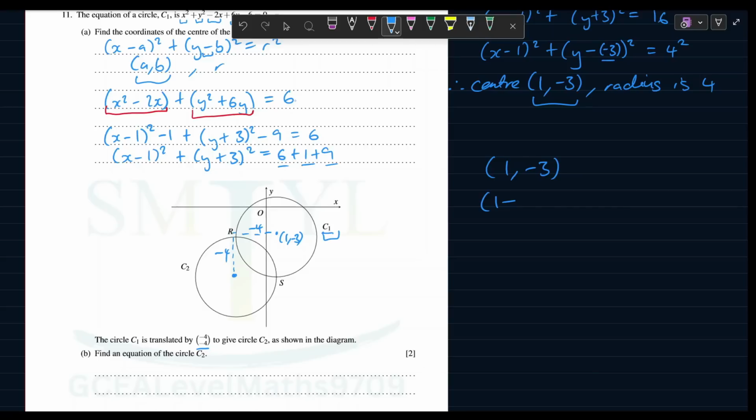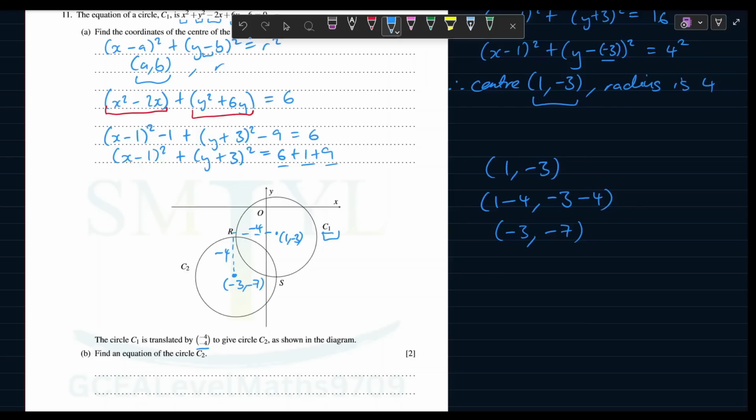So that's 1 - 4. And then in the y-axis, we're also translating by -4. So it's going to be -3 - 4. And so our new center is going to be at -3, and then -3 - 4 is -7. So this new center is (-3, -7).